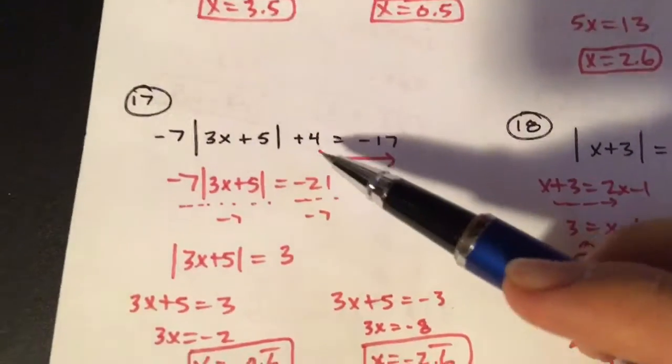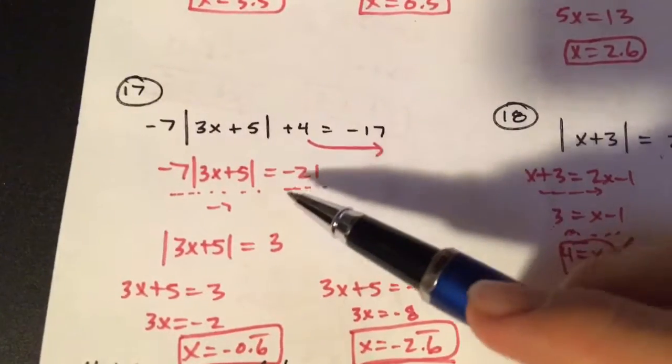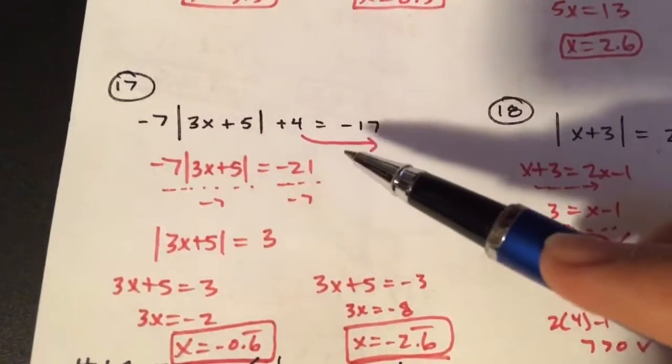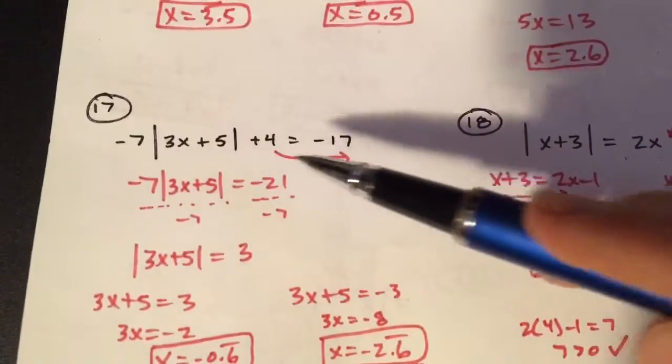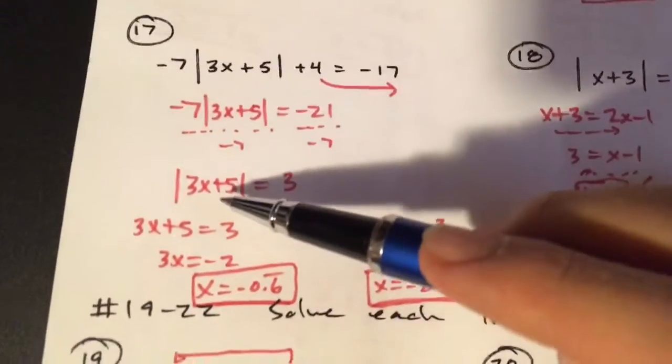On 17, folks, you want to add 4 to both sides before you divide. Don't divide by negative 7 first, because then you're going to have decimals galore, and we haven't dealt with anything like that. So add 4, then divide by negative 7. You're in hashtag go time.